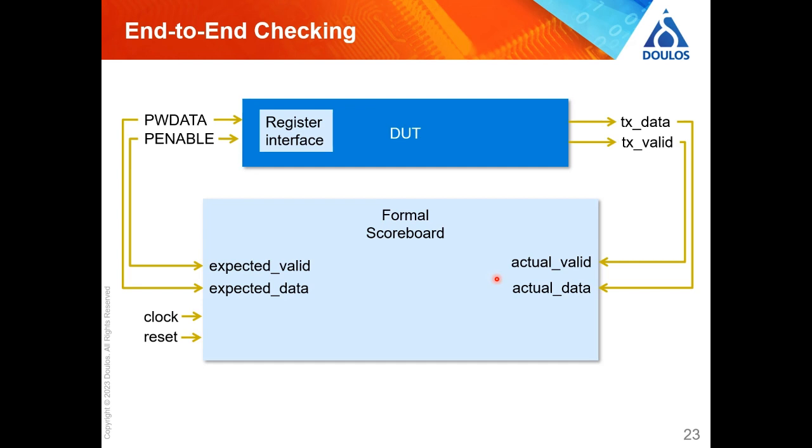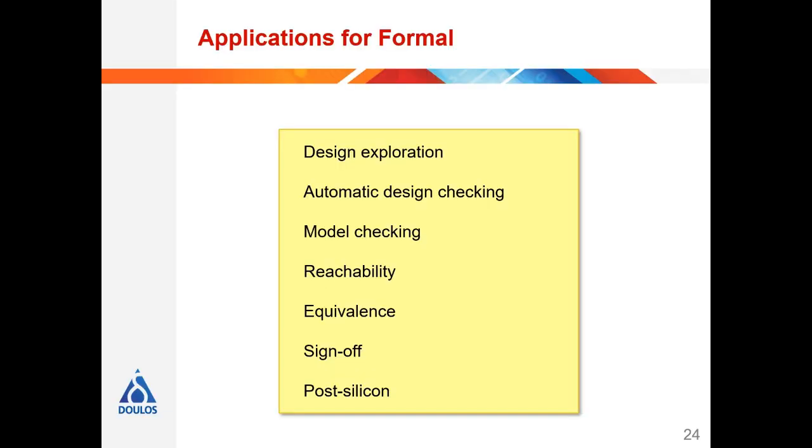So this can allow us to actually explore the entire state space, because formal is going to try to find a counterexample of some sort of input that generates an expected data that we don't end up seeing on the output. There are many applications for formal, but one of the most practical is reachability. So let's have a look at that.